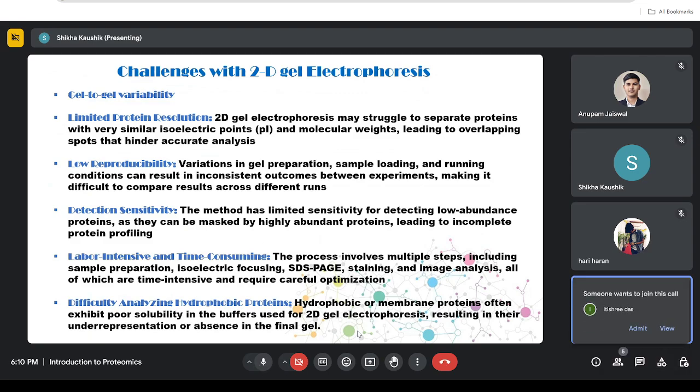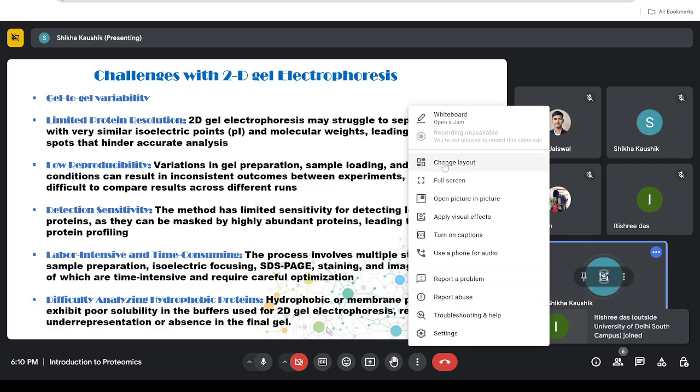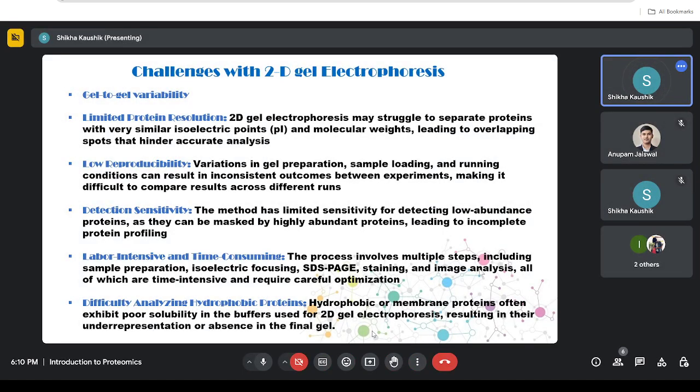As I've already mentioned, DIGE is an advancement of this particular technique. When you see gel to gel variability, and you cannot reproduce your gel image as it is, that creates a lot of confusion when you are trying to reproduce your results. So that is one of the very important things.